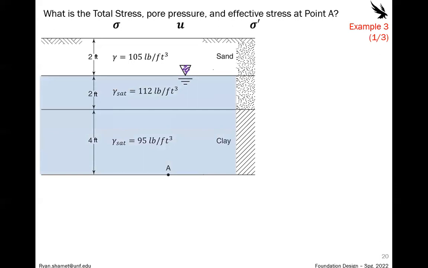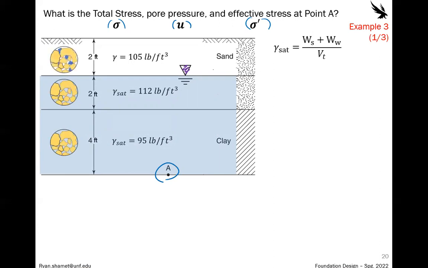So let's say we want to find the total stress, that's sigma, with pore water pressure, and then the effective stress at this point A down here. Zooming in here, this would be the gamma sat that we're using because there's water inside of it. But for the sand, we're not told that it's saturated. So we're just going to use the normal unit weight above that water table.